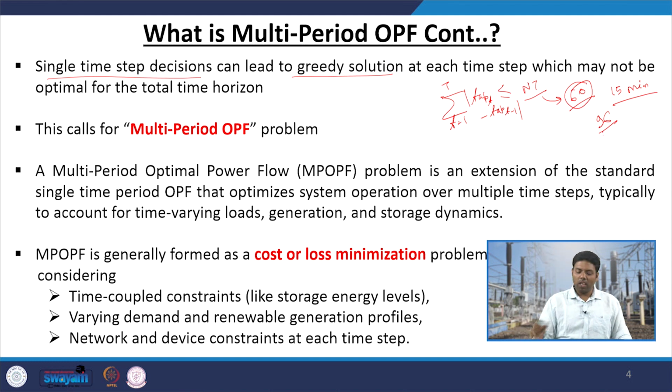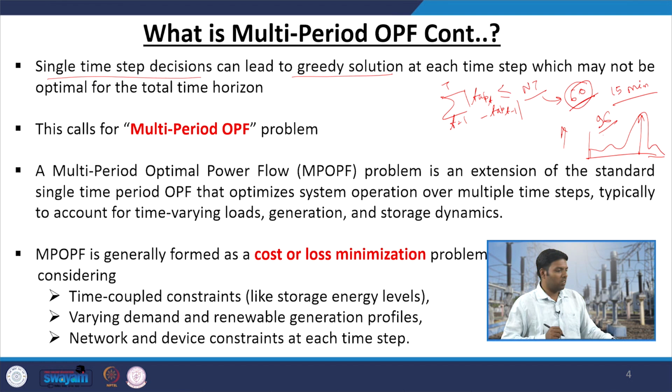Let us say if you take a greedy solution, then from the very first time it will start doing the tap changing operation. So, if your load profile is like this and you start from here, then when your peak comes and your voltage falls to the minimum level, you have no option of doing the voltage regulation operation. So, that is not a good thing.